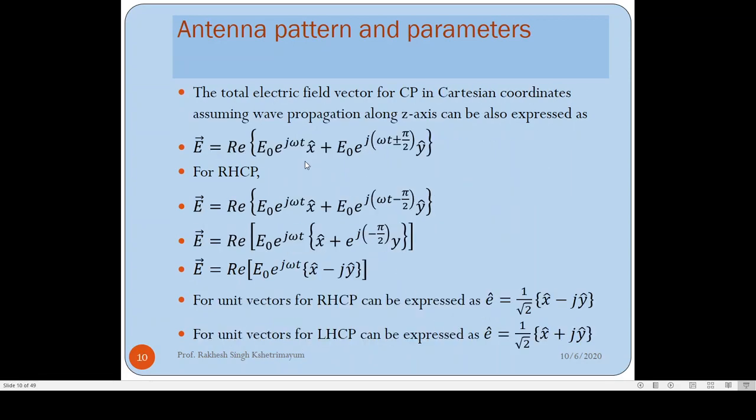So the total electric field in the CP wave we have already found out. So now what you can observe is that for the right hand circular polarized wave, the unit vector would be of the form 1 by square root of 2 (x minus jy). Let's look at the CP antennas from a different perspective.